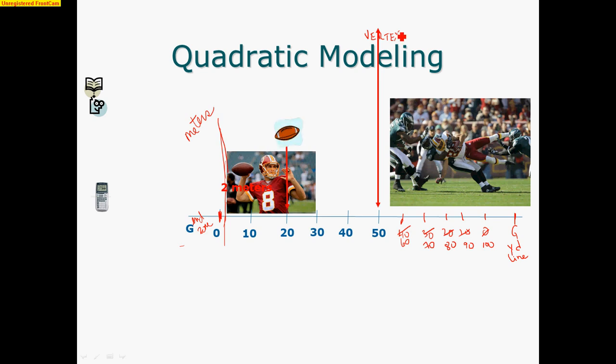At the maximum height, the football was 14 meters above the ground at the 50-yard line. So you're talking about the model starting here, at the 20-yard line, 2 meters above the ground, increasing to a maximum value at the 50-yard line, and then the receiver catching it.